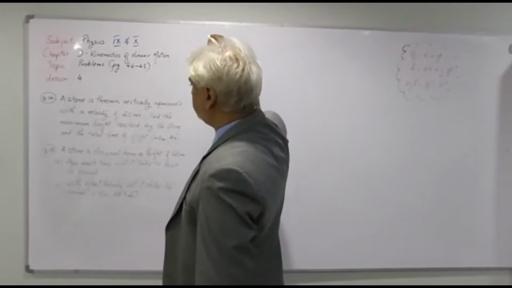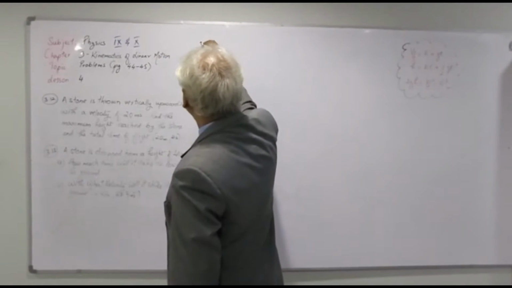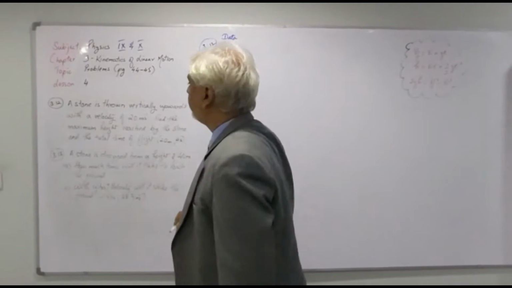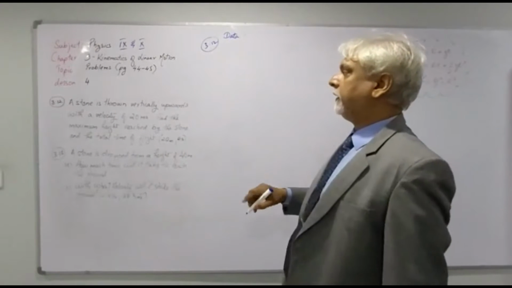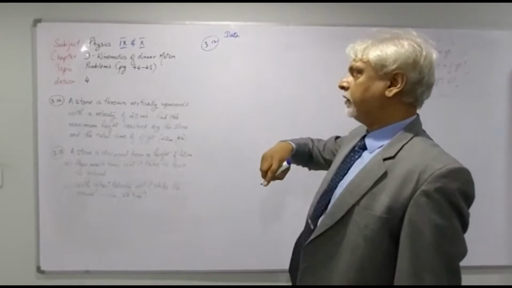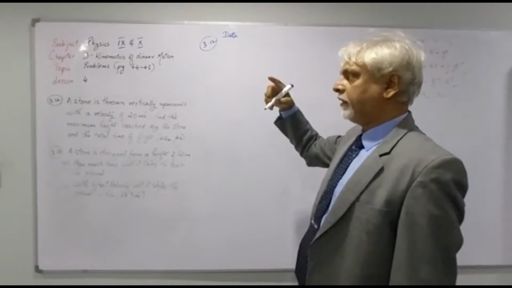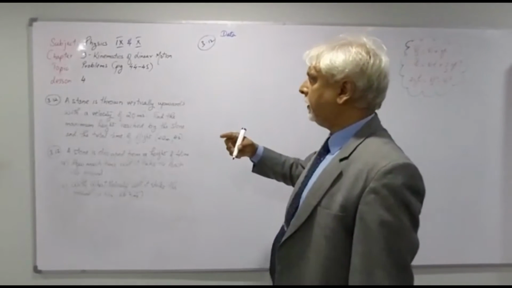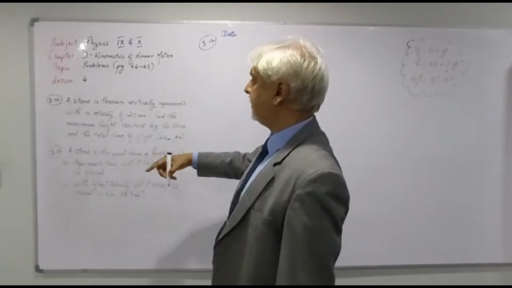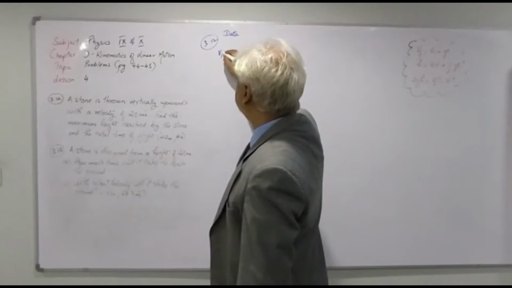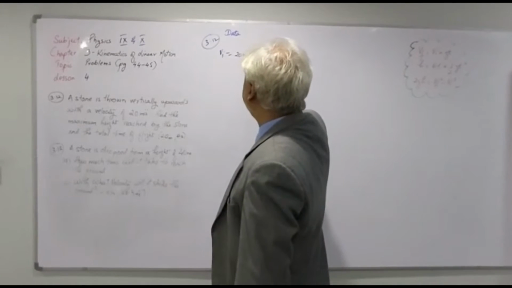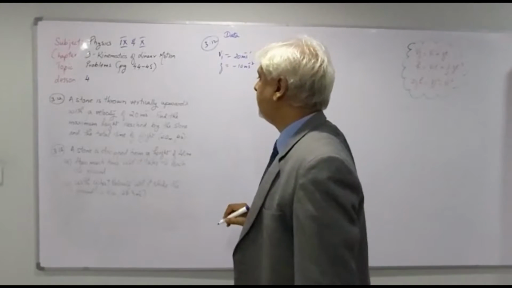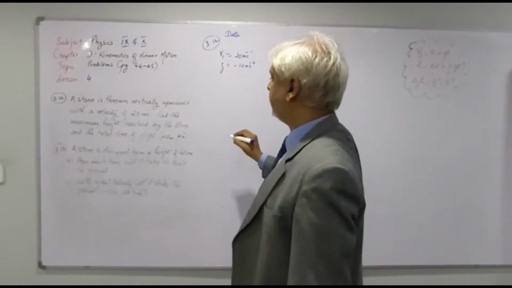Let's move on to the 12th one, 3.12, and the data. A stone is thrown vertically upwards. Now, you know when a body is thrown vertically upwards, it's moving against gravity, the acceleration due to gravity, so the value of g will be taken as negative. It is thrown with a velocity of 20 meter per second, so initial velocity would be 20 meter per second, and the value of g will be minus 10 meter per second squared. Find the maximum height reached by the stone.